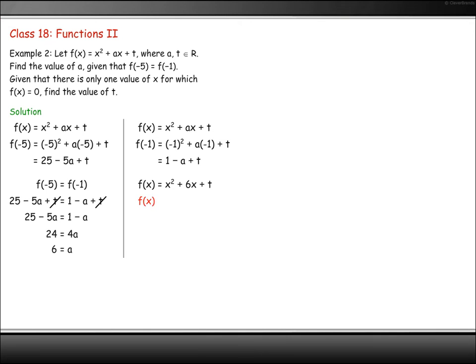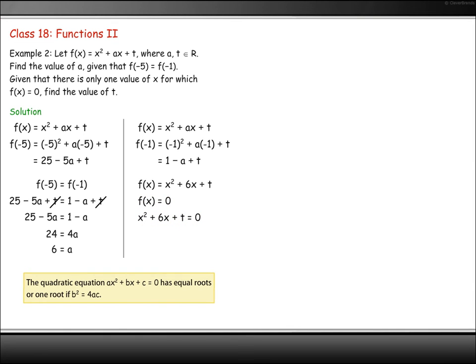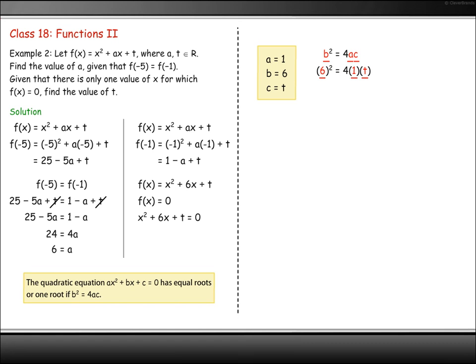Put this function equal to 0. This quadratic has only one root. The condition for this is b squared is equal to 4ac. Write down the coefficients a, b and c. Substitute these values into the formula. Solve for t. The answer is t is equal to 9.